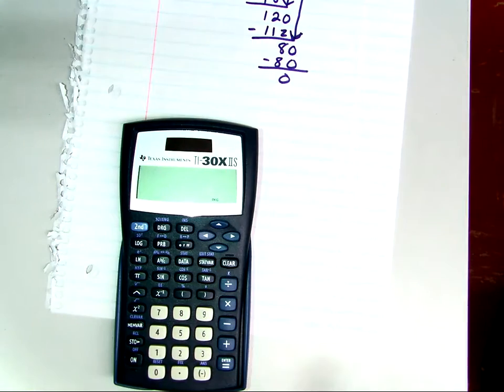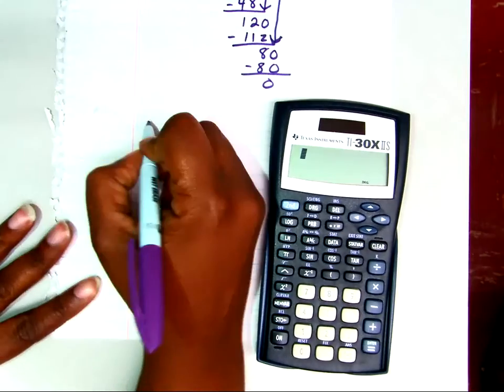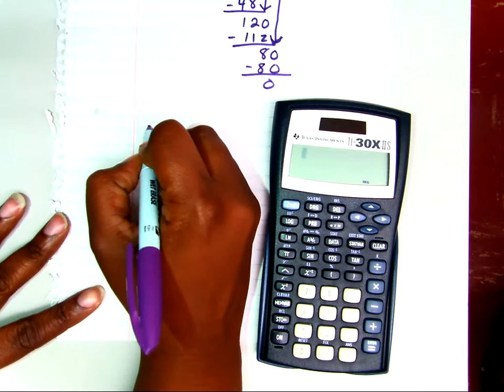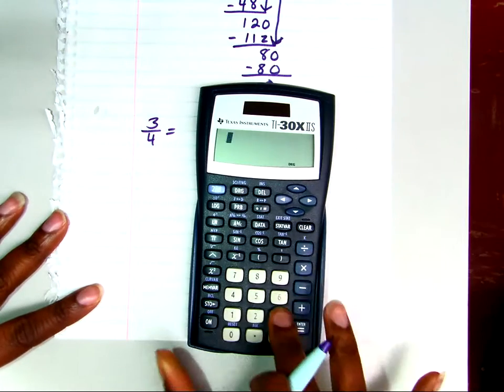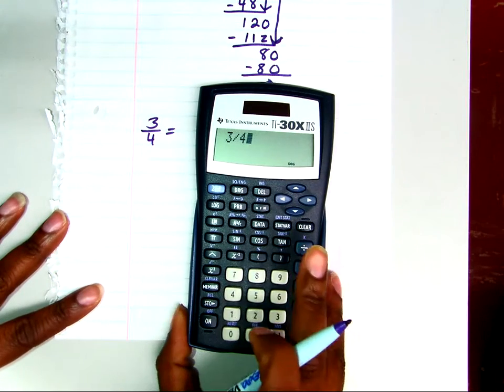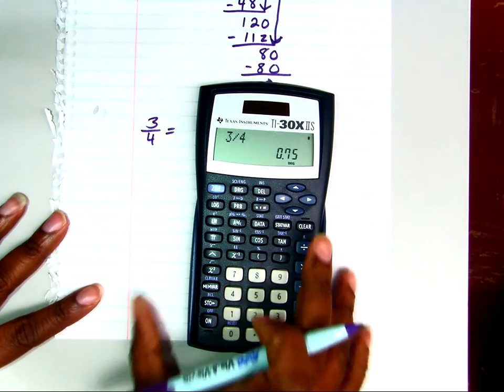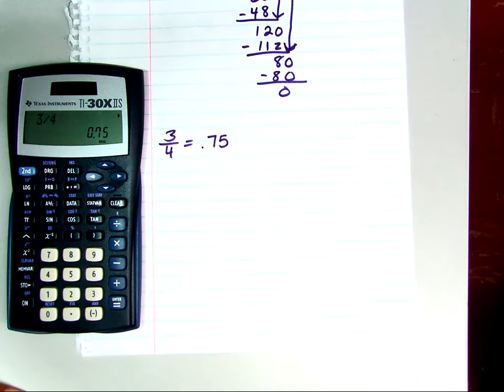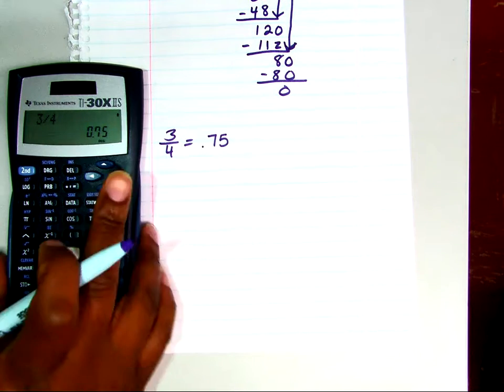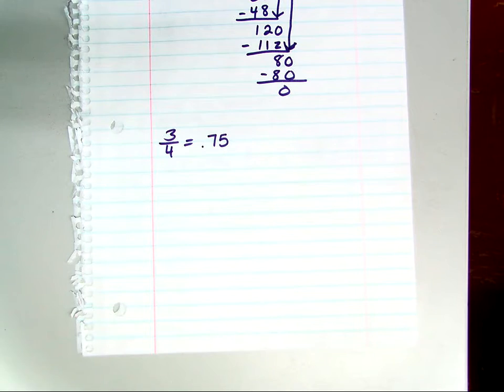In my calculator, if my problem is, let's say, 3/4, 3 divided by 4 equals 0.75. So 3/4 equals 0.75. Alright? So that's the basics for going from a fraction to a decimal. I would like to teach you one more special rule before you go.